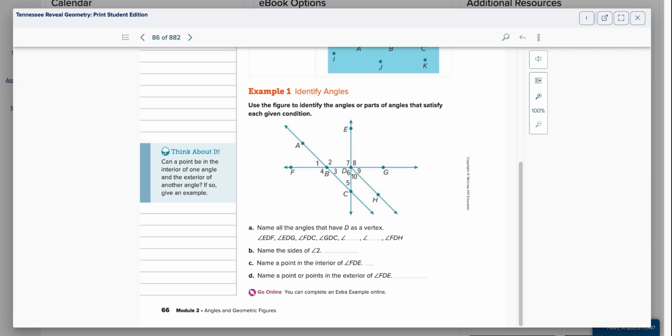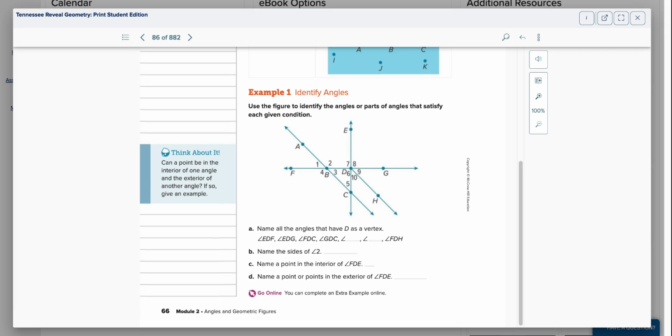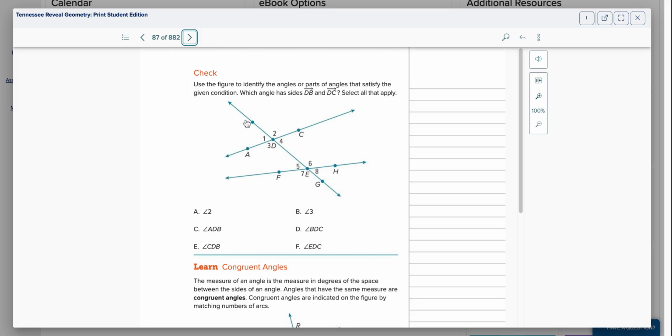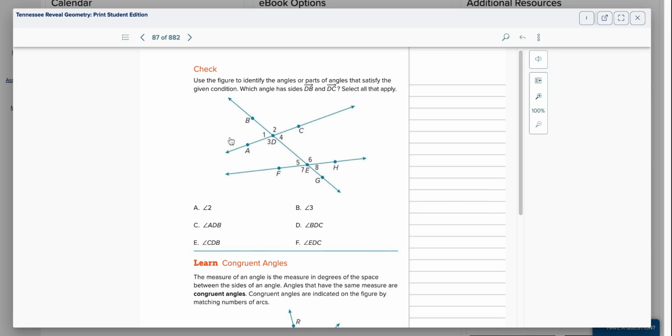See if I can get rid of this. All right, looks like I'm done with this page, so I'm going to move on. Oh, I'm not done with this page. My check is at, I guess, the bottom of the page. No, it's on the next page. Okay, I'm on page 67 of your book. It wants me to check something.